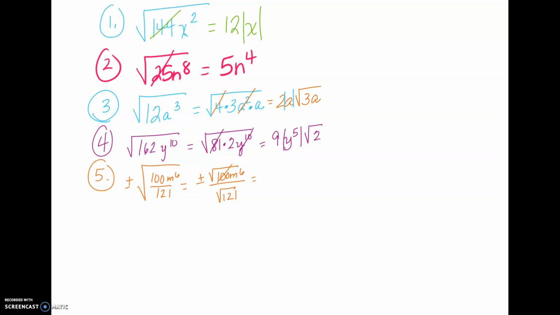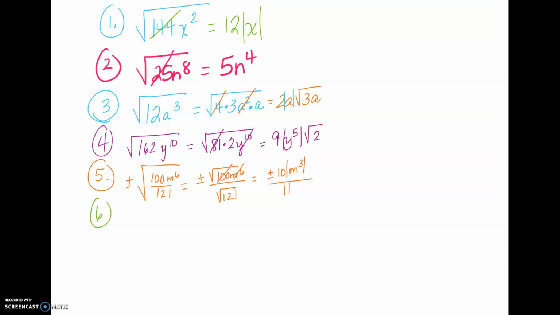The square root of 100 is 10. The square root of m to the 6th is m to the 3rd. It is now odd, so it gets absolute values. Okay. Then the square root of 121 is 11. So that's your answer. And really the positive or negative can go in the middle, on the top, bottom. It doesn't really matter, just as long as you have it.